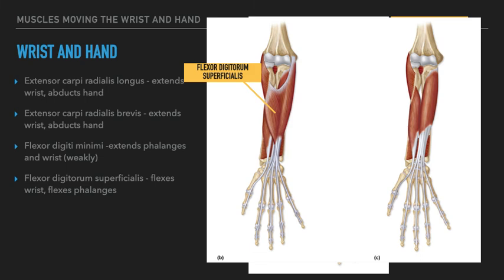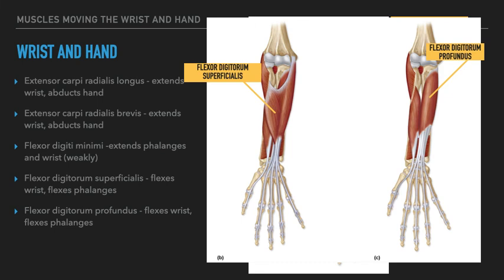The origin of this muscle is the medial epicondyle of the humerus, which you can see in this image, as well as the coronoid process of the ulna. It inserts on the middle phalanges of fingers 2 through 5, which you may be able to follow through on this image that we have here on the left. Now, deep to that is the flexor digitorum profundus.